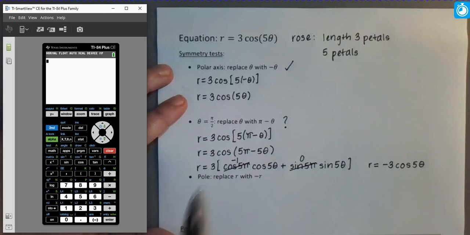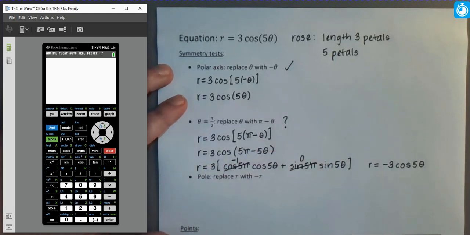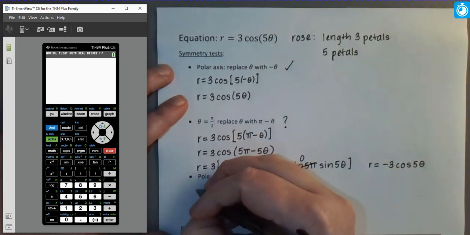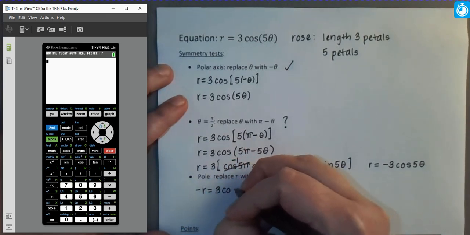And then our final test, this final type of symmetry is pretty rare, but we're going to test it anyway. So pole symmetry is like origin symmetry. Think of it as a 180-degree rotational symmetry, or a double flip, a double fold. If it's symmetric across itself when we fold it horizontally and vertically, then we say that the graph has symmetry with respect to the pole. So we're going to replace r with -r, and then just see what happens.